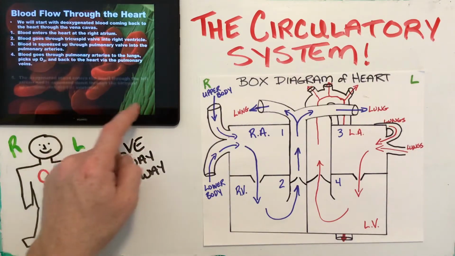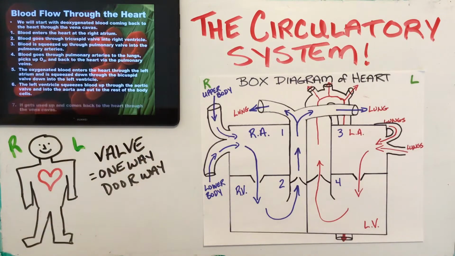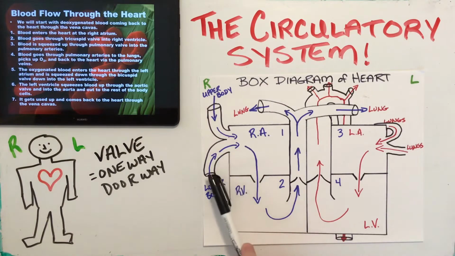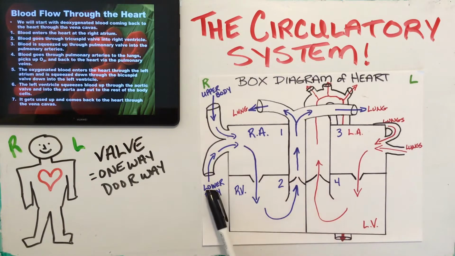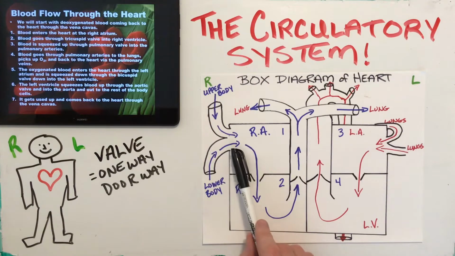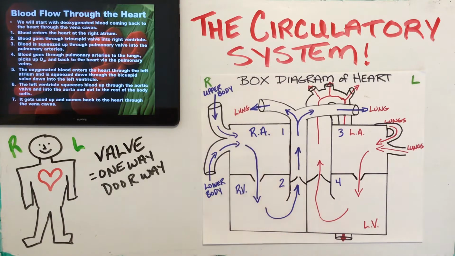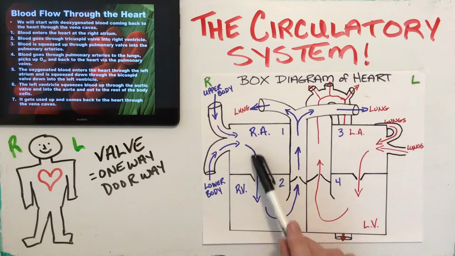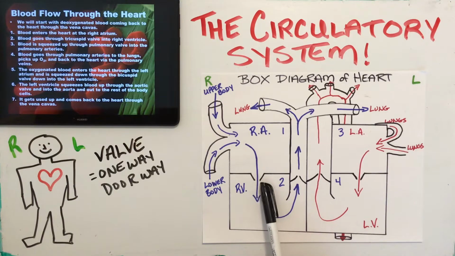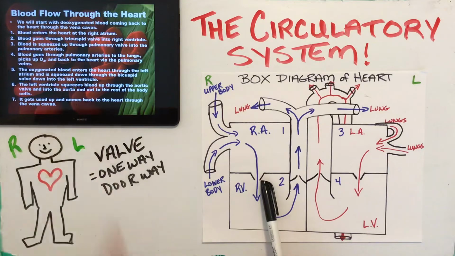So I'll bring it all up and we'll go through it again. So blood enters the heart from the upper body and the lower body at the right atrium. The blood from the lower body comes in from the inferior vena cava. The blood from the upper body through the superior vena cava. It enters here, the right atrium, the top room on the right side of the heart. What happens? Blood then goes through a valve called the tricuspid valve. All of these terms are on this note.